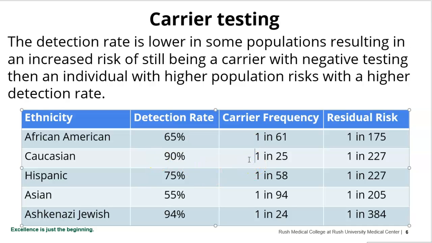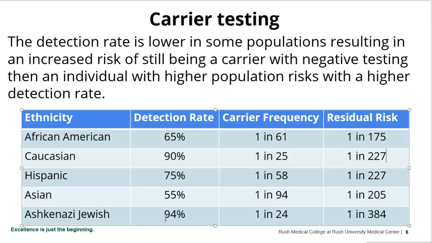So, as I said earlier, 1 in 25 individuals of Caucasian descent are a carrier of a CF mutation. But if you pick up 90%, after the testing is negative, you got down to 1 in 227, sorry.